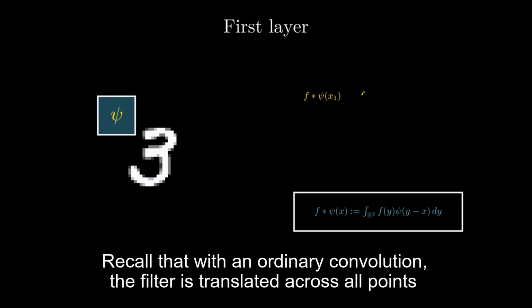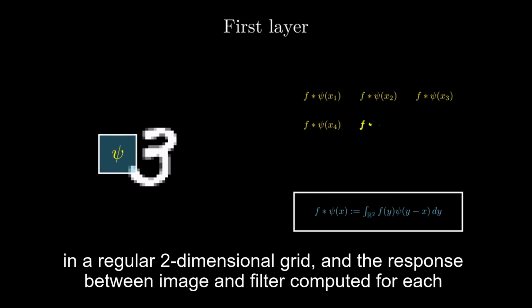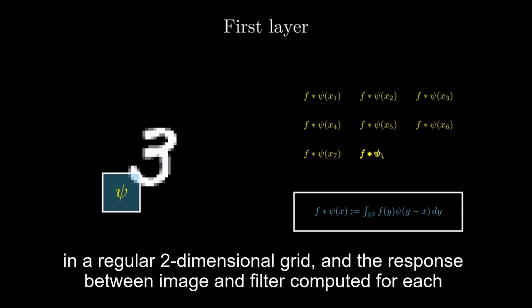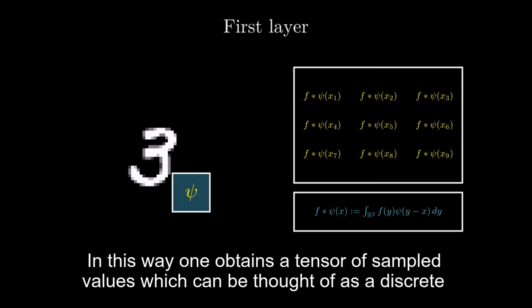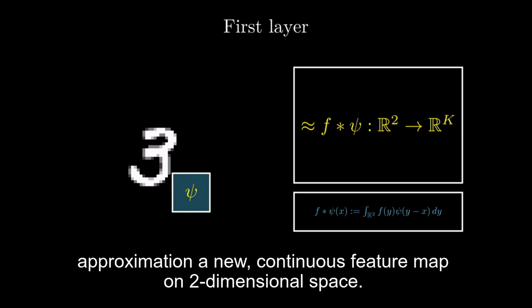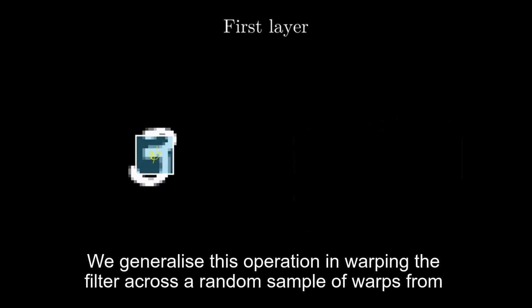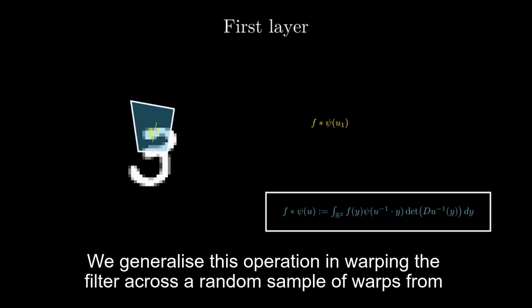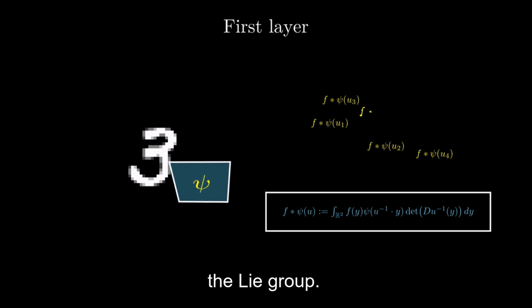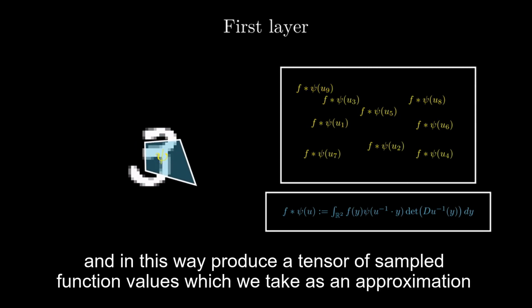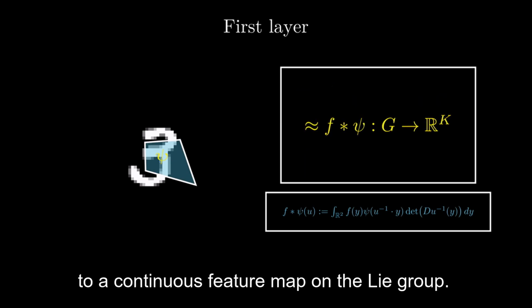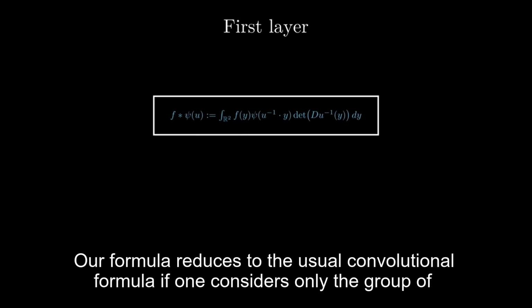Recall that for an ordinary convolution, the filter is translated across all points in a regular two-dimensional grid, and the response between image and filter computed for each translation. In this way, one obtains a tensor of sampled values, which can be thought of as a discrete approximation of a new, continuous feature map on two-dimensional space. We generalize this operation by warping the filter across a random sample of warps from the Lie group. We compute the response between image and warped filter for each of the sampled warps, and in this way produce a tensor of sampled function values, which we take as an approximation to a continuous feature map on the Lie group.